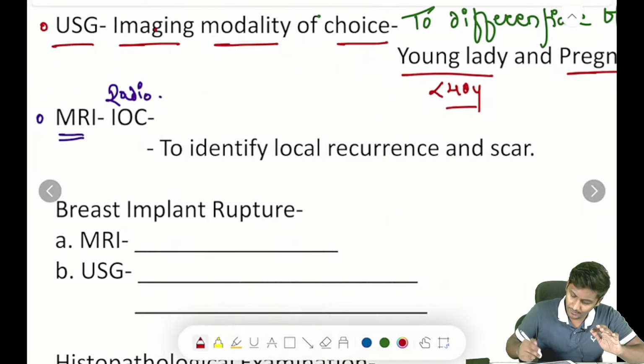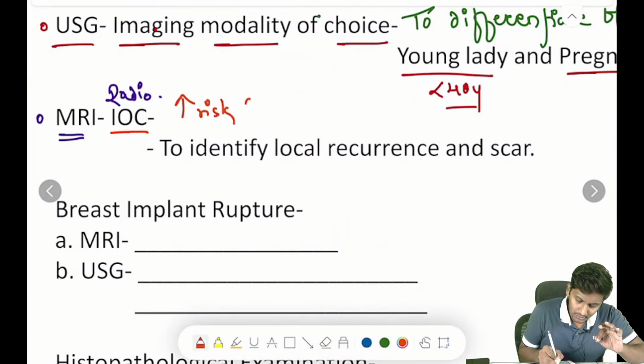Please remember this. Okay? So the radiological investigation of choice in a high risk female with breast lump has to be MRI.